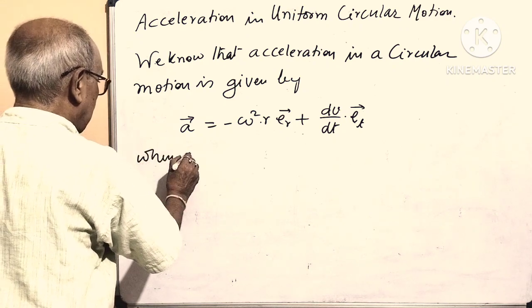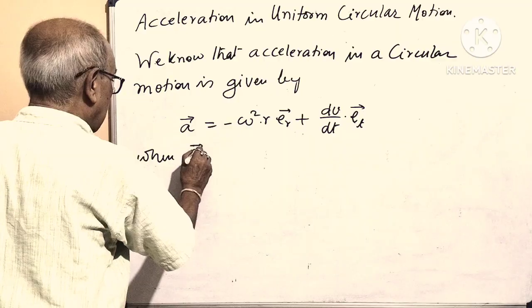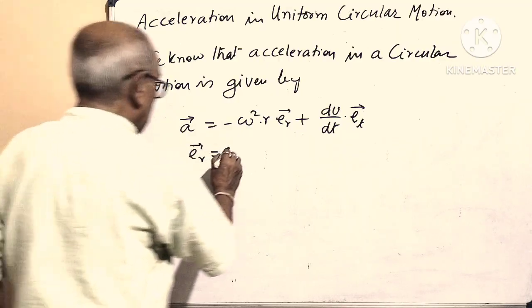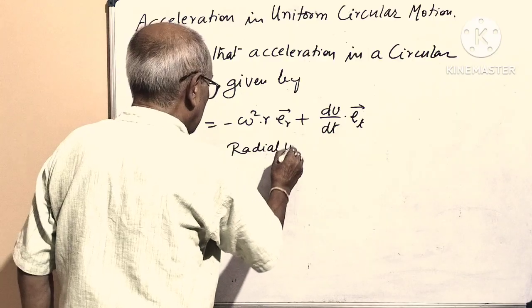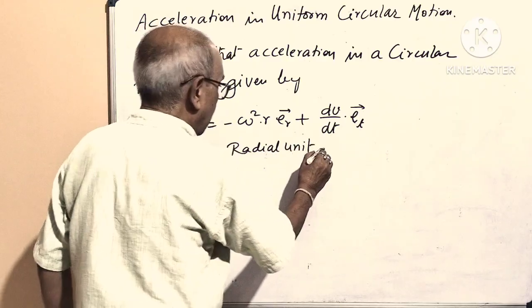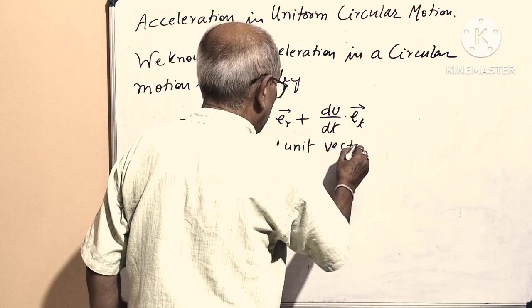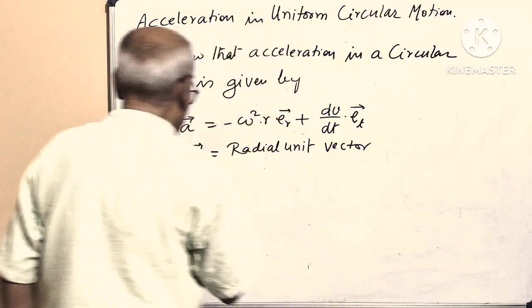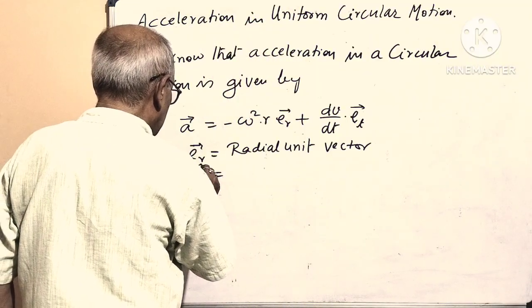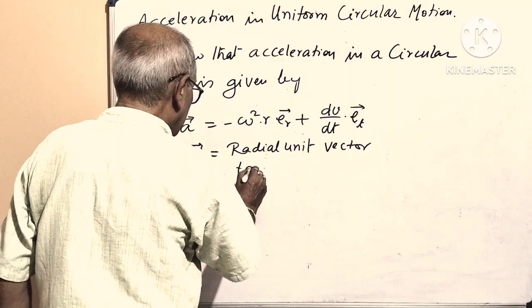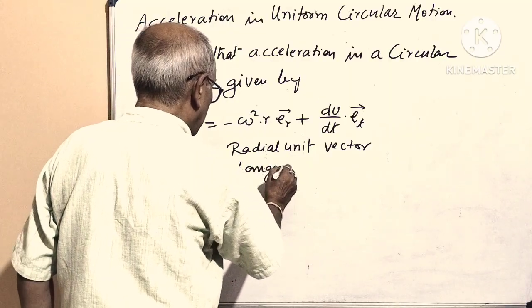Where e_r is the radial unit vector and e_t is the tangential unit vector.